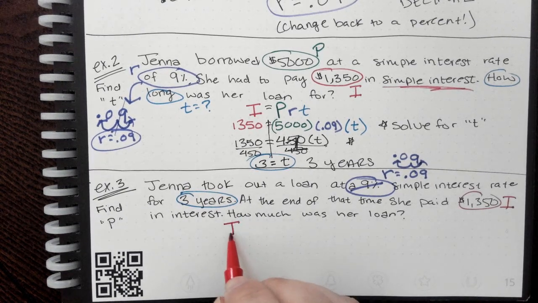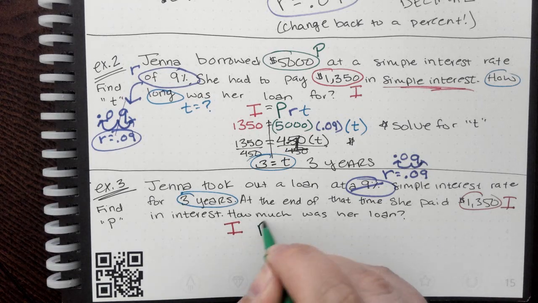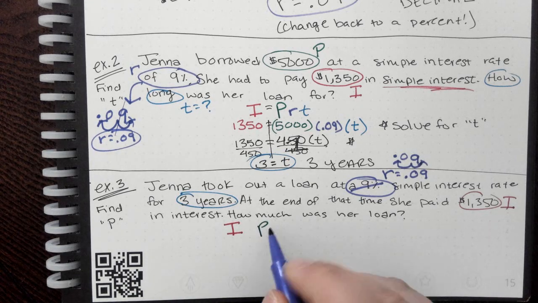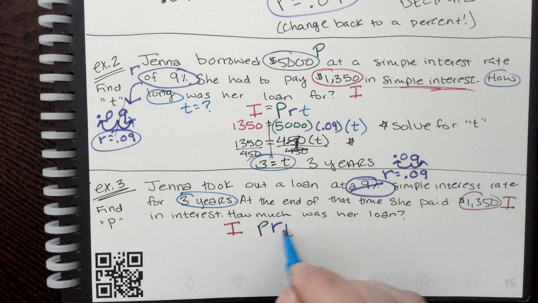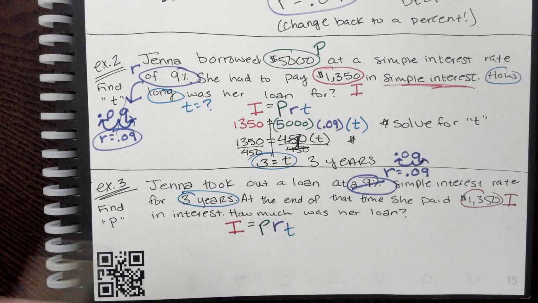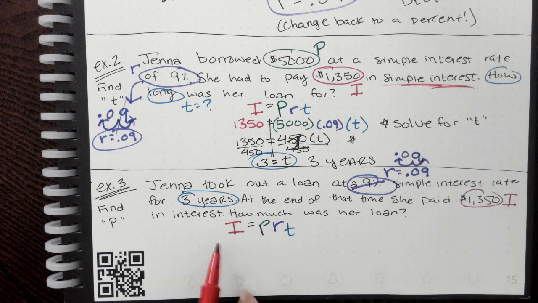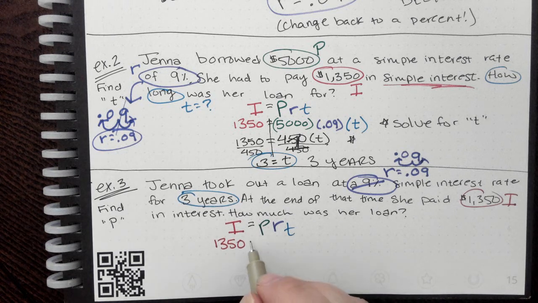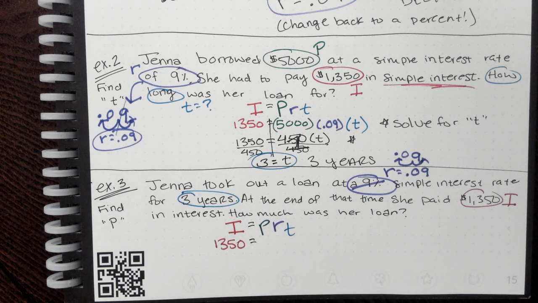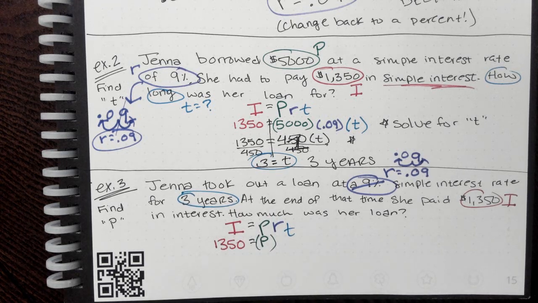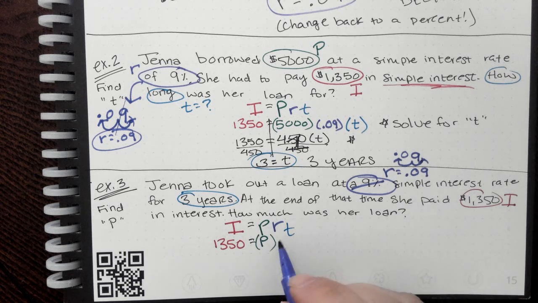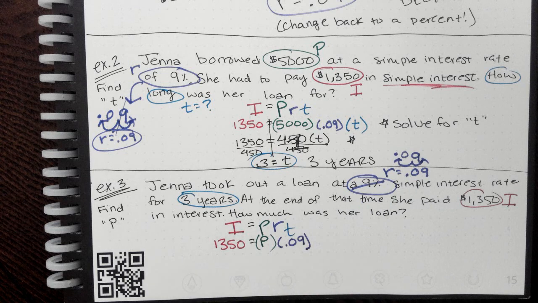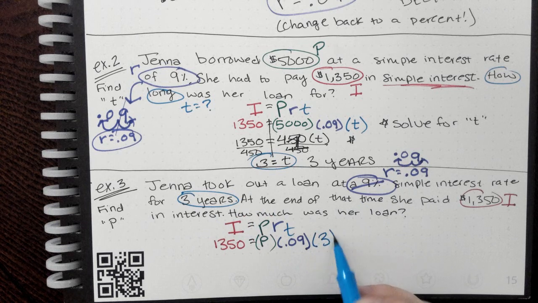Now I'm just going to rewrite my equation. I equals P times R times T. And I'm going to replace everything that I know. Instead of I can write 1,350 equals. I don't know what P is, so I will just leave that as the variable. We know that the rate is 0.09. And we know that the time is 3 years. This is in years, so I can use 3.